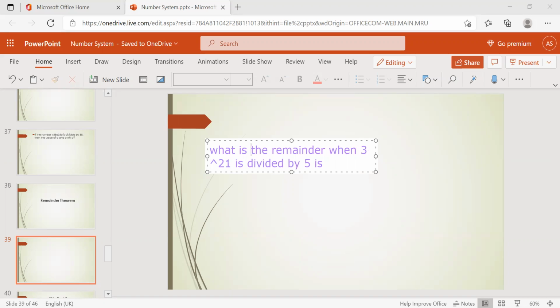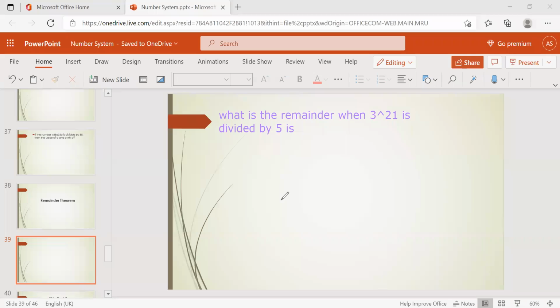What is the remainder when 3 power 21 is divided by 5? See, now what they have given right here: 3 power 21 by 5. Don't expect them to give the values directly in exams. You have to find out whether it is possible to find the remainder using Fermat's theorem.